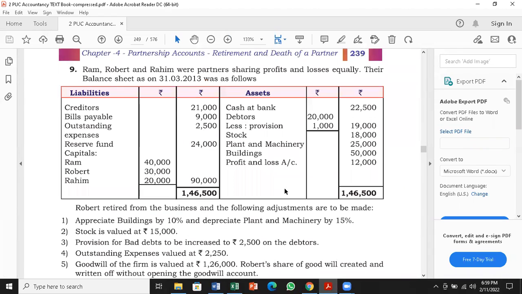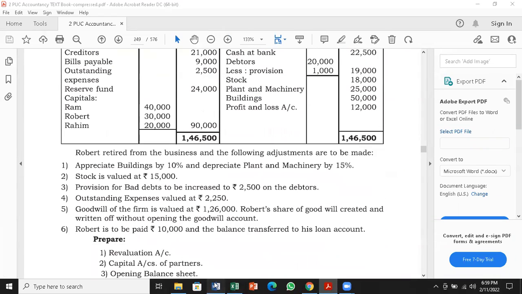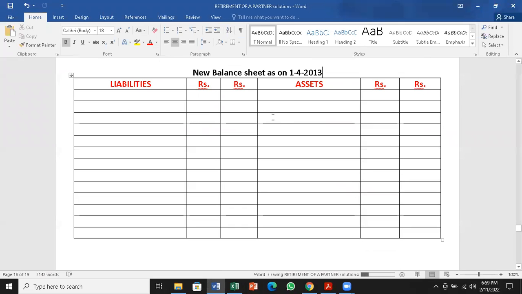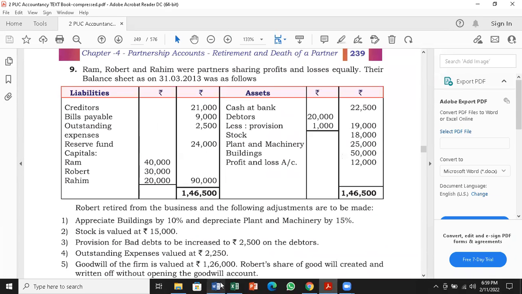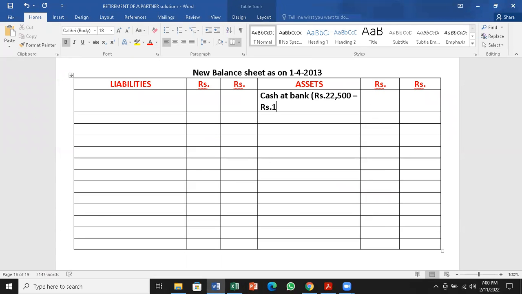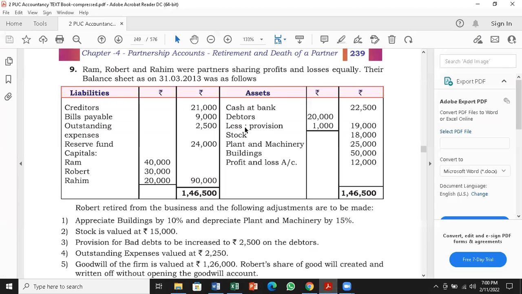Next, the new balance sheet or revised balance sheet. So cash at bank, old balance 22,500. Out of that, 10,000 is paid to the retiring partner. It is going to be 12,500 is the closing balance. No need to prepare a cash account, not necessary.